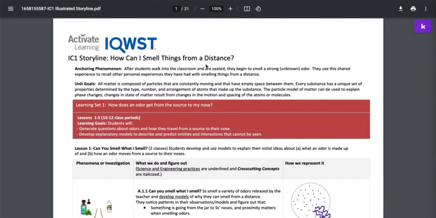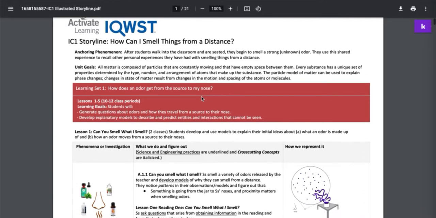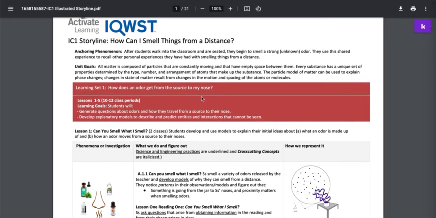Right, so we're going to talk about IC1, the Introduction to Chemistry unit for 6th grade. How can I smell things from a distance? This unit is really all about the particle nature of matter. So getting students to understand that all matter in our universe is made up of little small particles. But you do not start by telling them that. This is definitely something through experience. They develop their models, their ideas, their concepts.